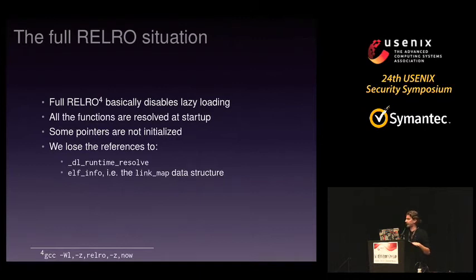Okay, let's now look into the other kind of protection offered by RELRO, which is called full RELRO. Basically, full RELRO just completely disables lazy loading. This means that some pointers in the GOT are not initialized. In particular, the pointer to DL runtime resolve, which, I recall, is our interface with the dynamic loader, and the pointer to the link map structure, which we just abused, are not initialized. Simply because, with lazy loading disabled, everything is initialized at program startup, and so basically it's not needed. They don't have to be there. It will be just useless. But for us, it's a problem because then we cannot perform our attack, right?